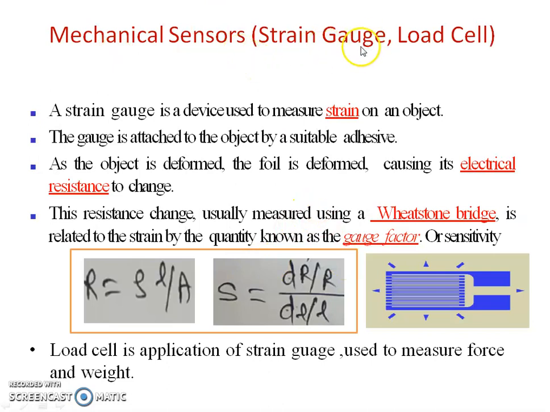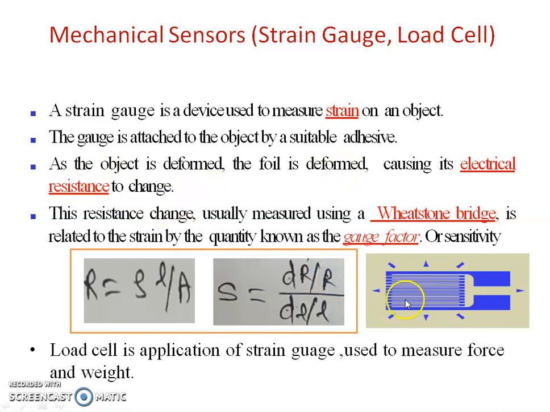Mechanical sensor, that is the strain gauge. The typical application of this strain gauge is the load cell. A strain gauge is a device used to measure strain on an object. The gauge is attached to the object by a suitable adhesive. This is nothing but an object. As the object is deformed, the foil is deformed, causing its resistance to change.